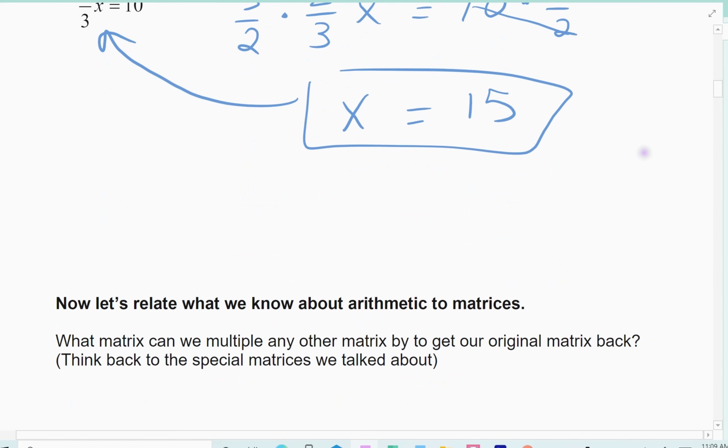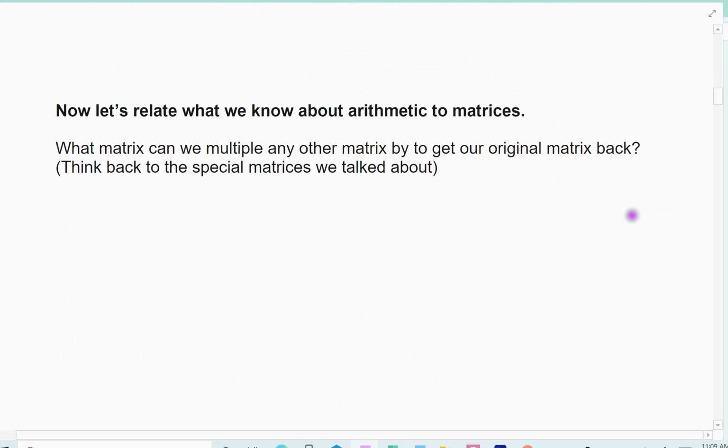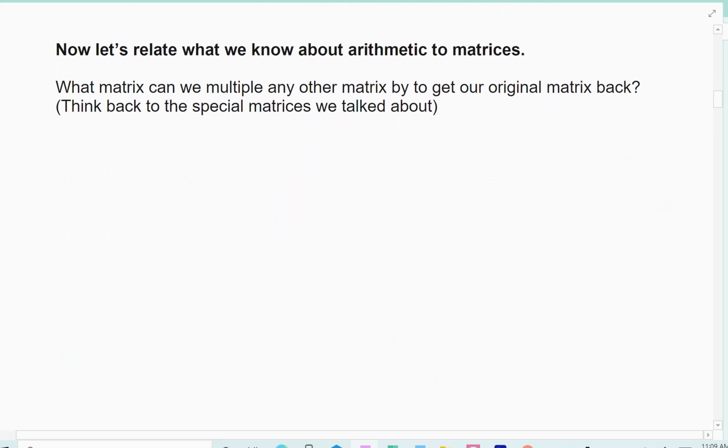So how can we relate that to matrices? We're dealing with matrices right now. This is the very last thing I talked about in 4.2, and I said then that it's actually going to be used more now than it was in 4.2. What matrix can we multiply by another matrix to get our original matrix back? Well, that was the identity matrix, the I sub n, the identity.